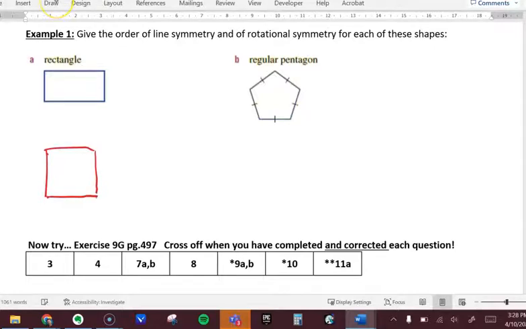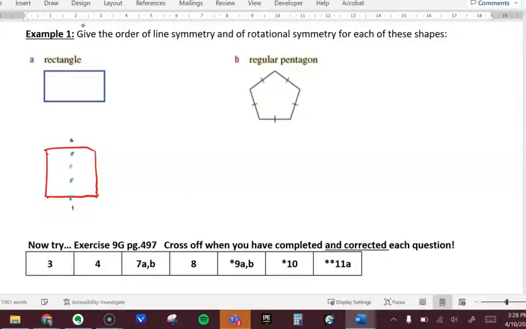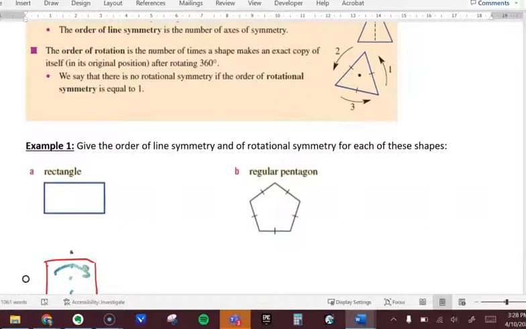A square has a line of symmetry. Let me change the colors here. A line of symmetry down the middle here. So that's one line of symmetry, because if I folded this over, it's going to match up exactly the same. But I don't want to draw that line there. I'm going to draw that line there.